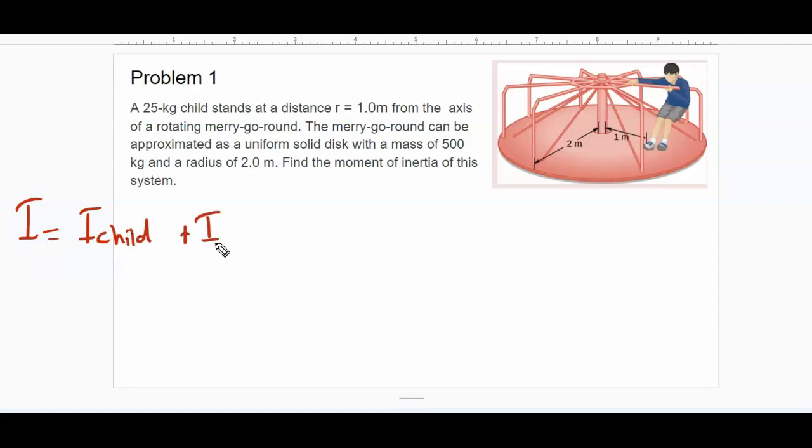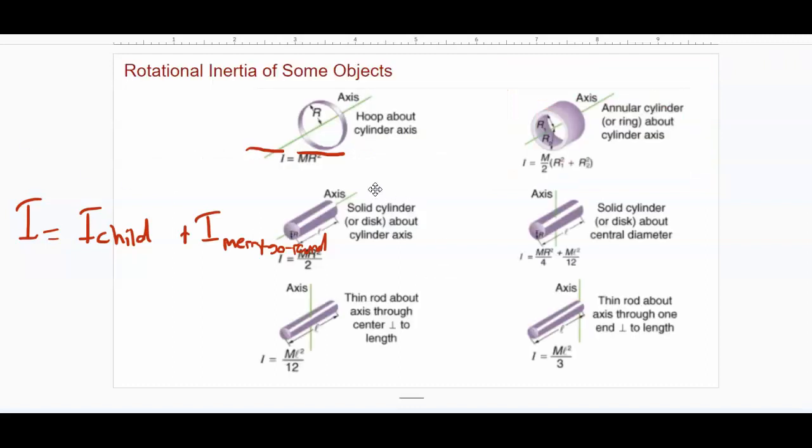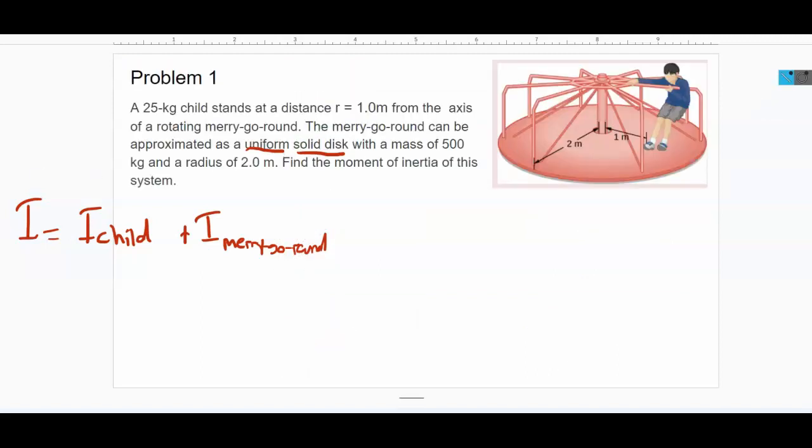plus we have the moment of inertia of the merry-go-round, which it says in the question can be approximated as a uniform solid disk. So I would go to my formula sheet, or in this case go back a few slides, and find the equation for a solid disk rotating about a cylinder axis, and I would see that the equation is I equals mr squared divided by 2. That's not something I would memorize, that's something I would look up on the formula sheet.